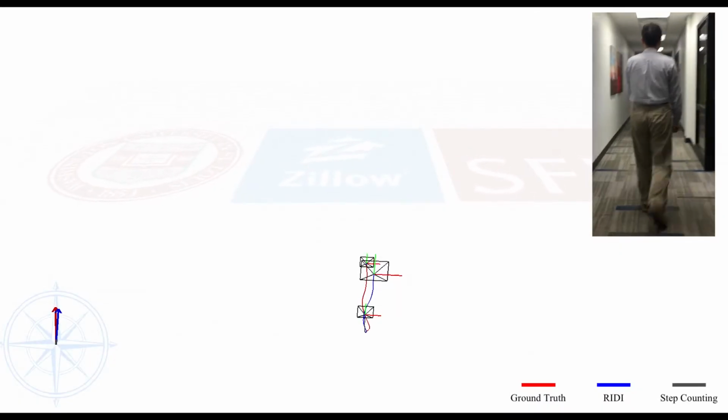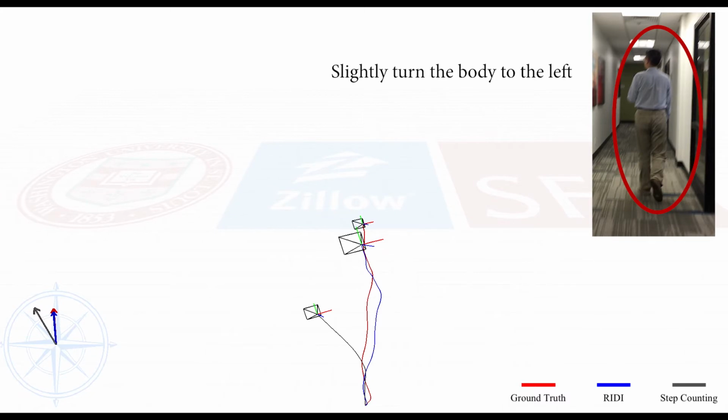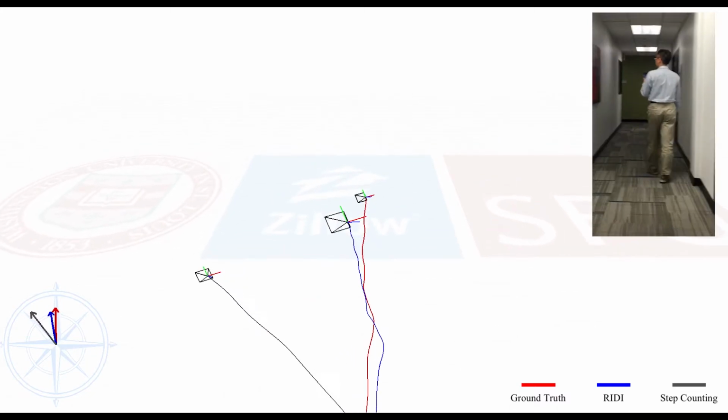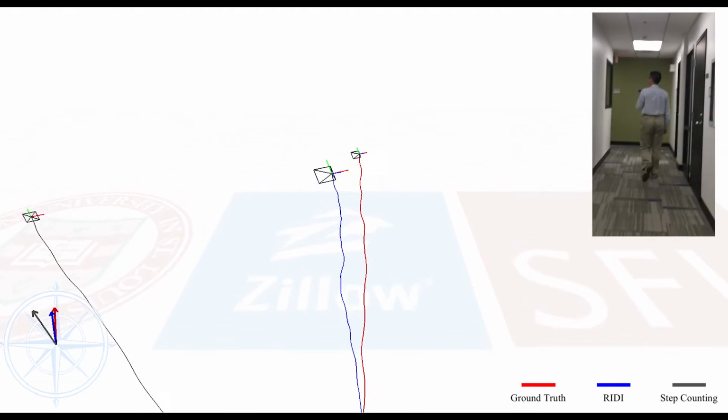In the second example, the device is held by a hand. The subject slightly turns the upper body to the left while walking forward. The step counting method assumes that the device orientation is equal to the motion direction and makes large errors.